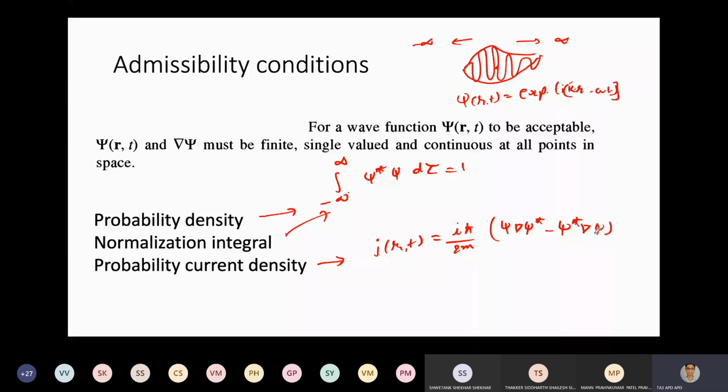So if we see all these parameters, the integration of psi is included in this particular integral, and you also have the gradient of psi. In order for these definitions to be valid, mathematically both psi and the gradient of psi must be finite and single valued. That means it has a single value at the given point, and it must be continuous at all points in space.